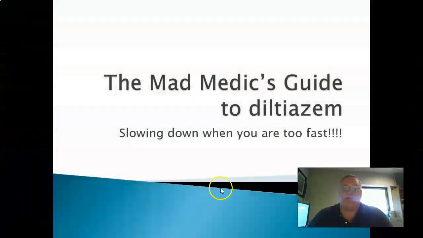Another drug to go over today, and this is kind of a big one, especially if you've got a nice racing heart. This is the drug you want to go to, which is Diltiazem. And there's some dangers to giving Diltiazem. We're going to talk about those real quick.